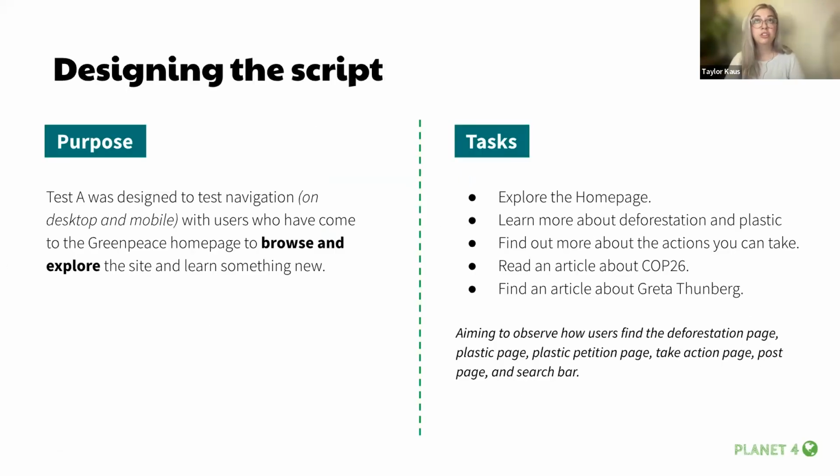So for designing our script, we set out our purpose. So our purpose was to test navigation. We wanted to do this on both desktop and mobile with users who have come to the Greenpeace homepage to browse and explore the site and learn something new. So this was one test. We set up several tests, but this is one test, and this is the one that we showed a bit of in our example. And then we had several tasks that we wanted to explore as well. So we wanted to have the user explore the homepage. We wanted them to learn more about deforestation and several others. So those were the two that we discussed, but we had several different tasks related to this particular test.